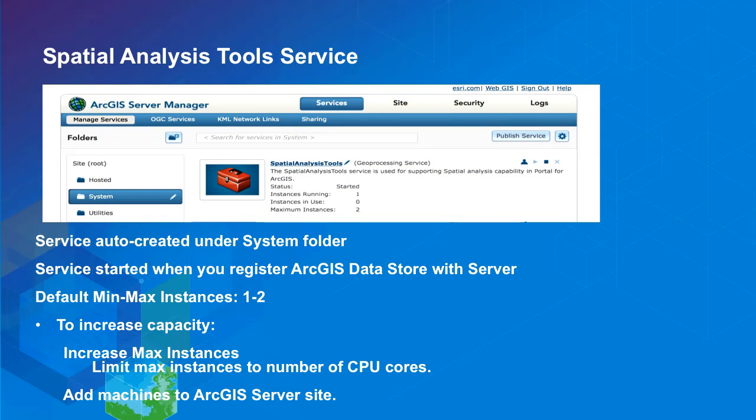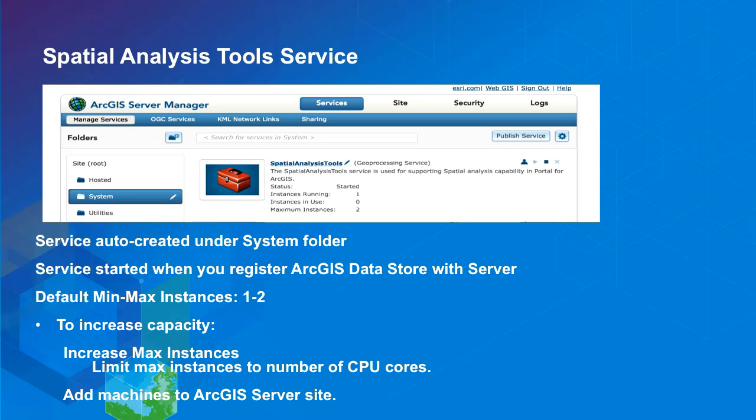So what powers this spatial analysis functionality? There is a spatial analysis tools geoprocessing service that runs on your hosting server. This service is started when you register ArcGIS data store and is registered as a helper service in portal when you enable spatial analysis capability. So as a system administrator, you would want to know how many instances of this tool are running. By default, it is configured to have a minimum of 1 instance and maximum of 2.